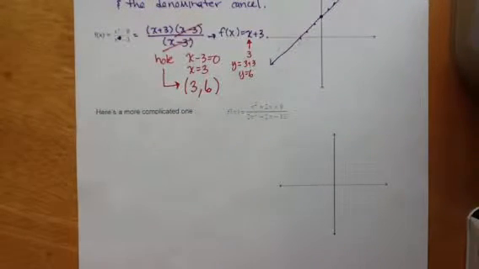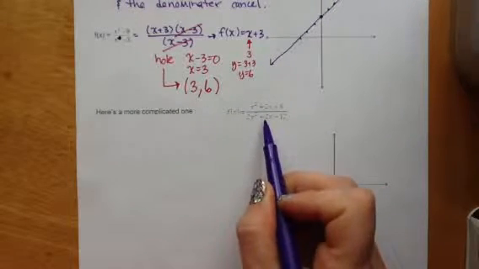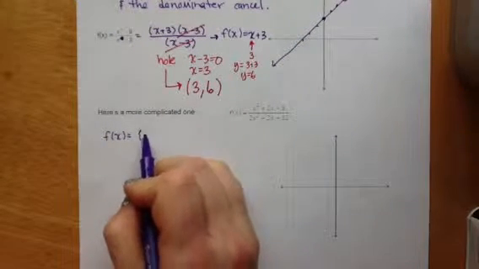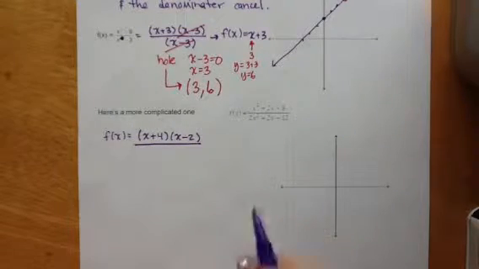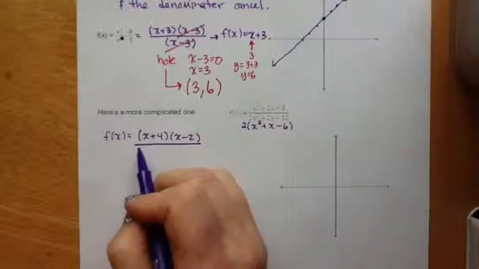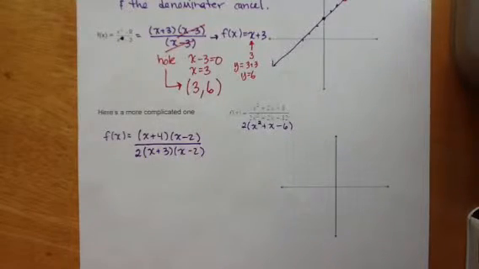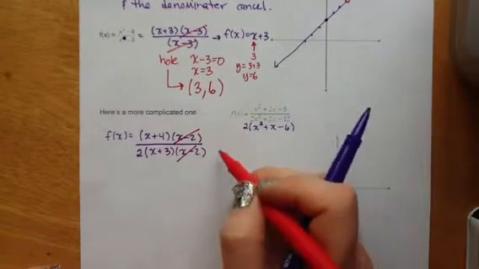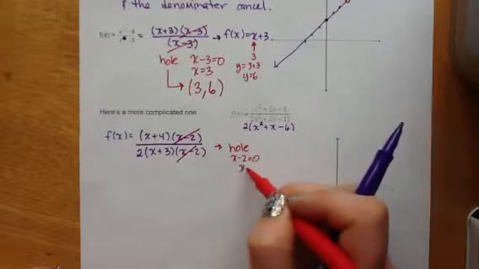Here's a more complicated one. We have f of x equals x squared plus 2x plus 8 over 2x squared plus 2x minus 12. So let's start by factoring this. So we have x plus 4 times x minus 2. In the denominator, we can factor a 2 out, so that'll be x squared plus x minus 6. So we got 2 times x plus 3 times x minus 2. Now you notice that we have a common factor, so we're going to cancel this out, and that leaves us with a hole. And the x value is at x equals 2.